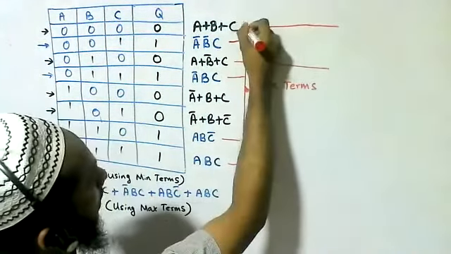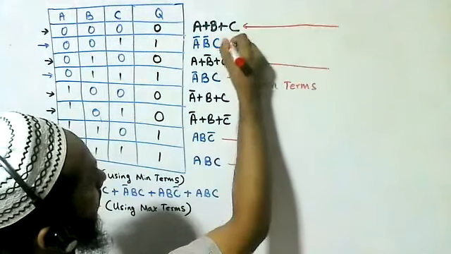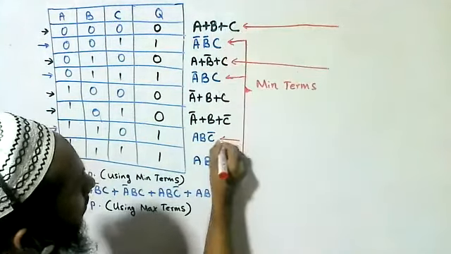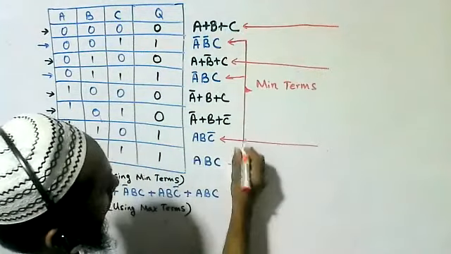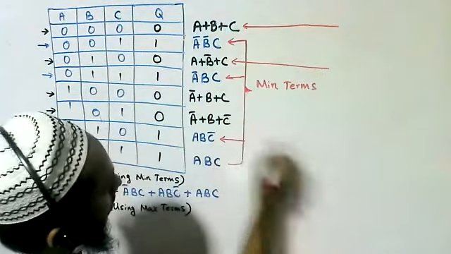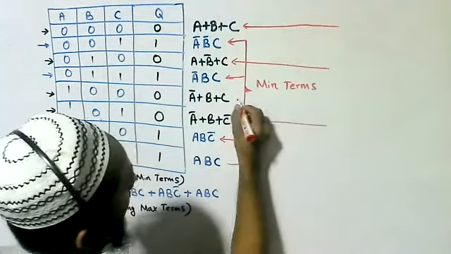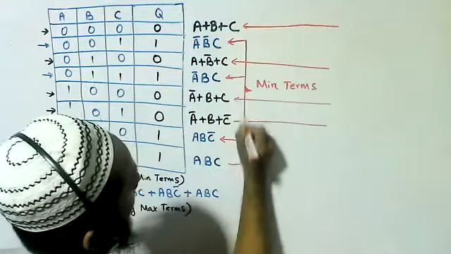Always we do not need to do like this. This is the first example, 3 input variable. That's why I take like this. Then you can easily understand.